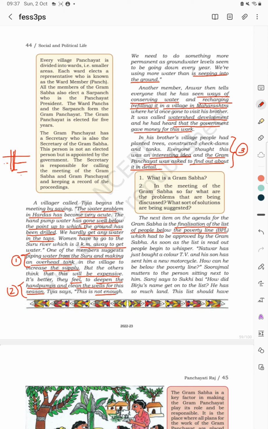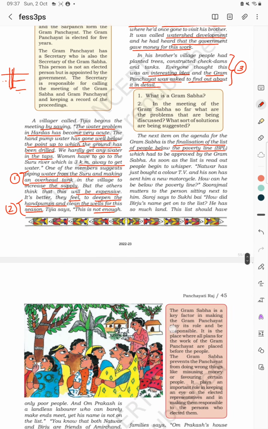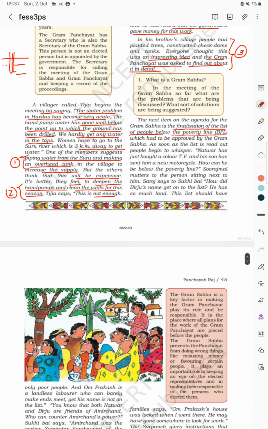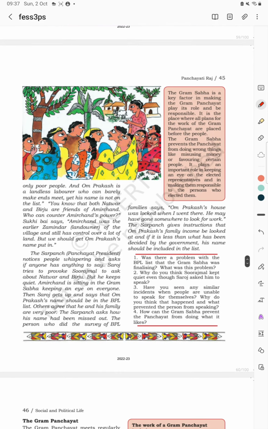This was one anomaly, that he is wealthy, he is enough to live a good life. How can he be below the poverty line? Surajmal mutters to the person sitting next to him. Saroj says to Sukhi Bhai, how did Birju's name get on to the list? He has so much land. The list should have only poor people.